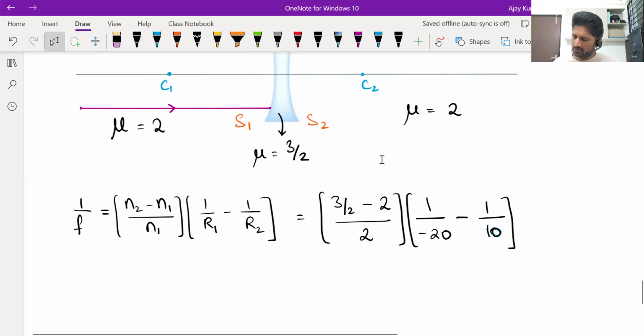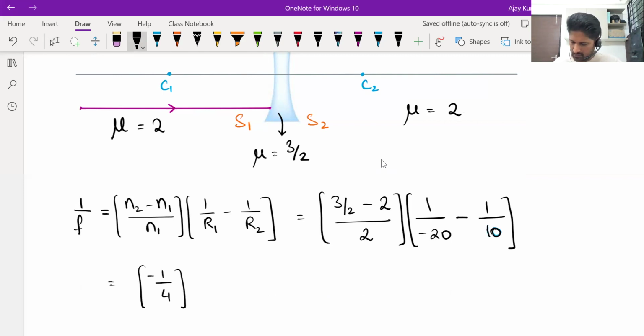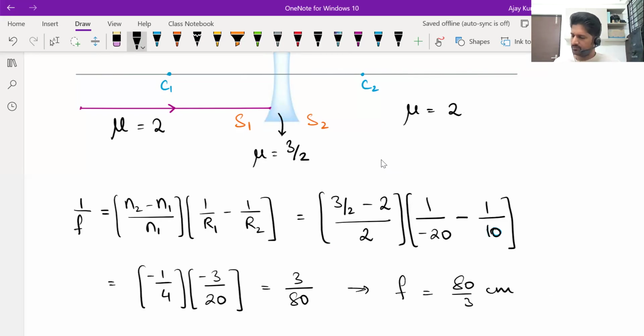Okay. Fine. 3 by 2 minus 2 is minus 1 by 2. Divided by 2 is minus 1 by 4. Multiplied with minus 1 by 20 minus 1 by 10 becomes minus 3 by 20. Minuses cancel, you get 3 by 80. Therefore, the focal length is 80 by 3 centimeters and it's positive.